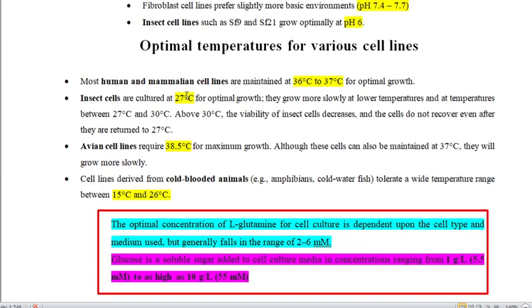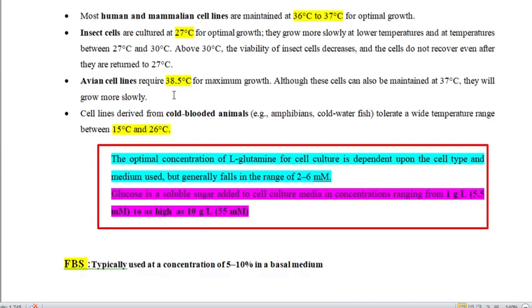And regarding temperature, the cell lines derived from human tissue or mammalian tissue should be maintained at an average optimal growth temperature of 36 degrees Celsius to 37 degrees Celsius. And insect cell lines generally are cultured at 27 degrees Celsius because they grow slowly when cultured at a lower temperature, or at a temperature between 27 and 30 degrees Celsius. So if the temperature crosses 30, they will lose viability. We can't even recover them.